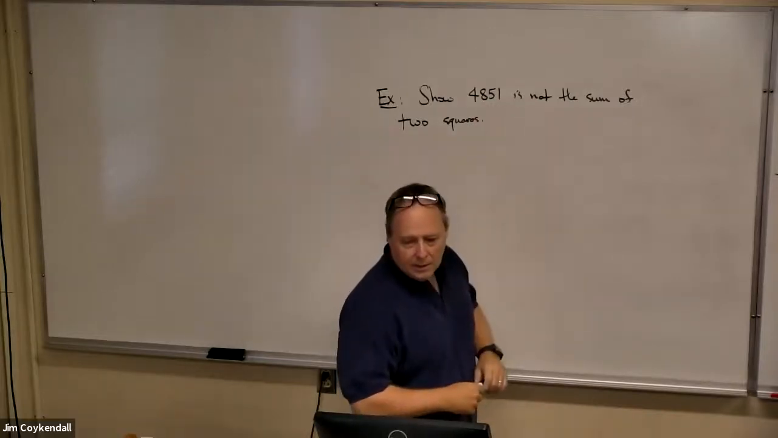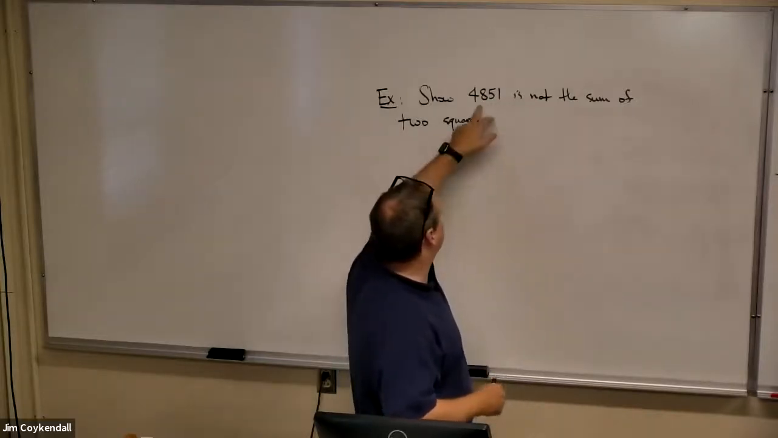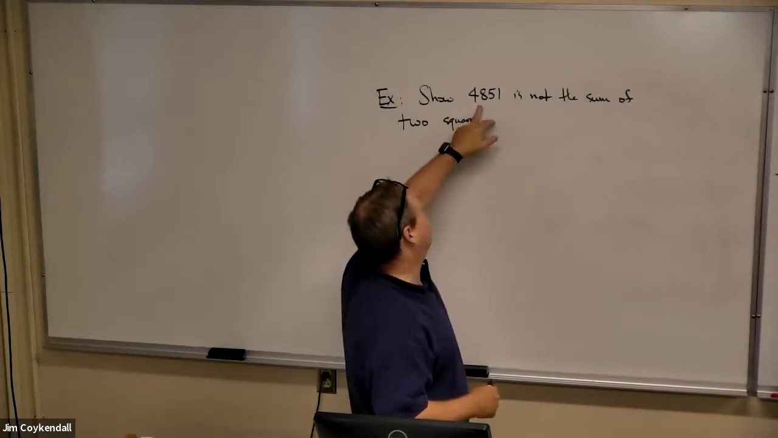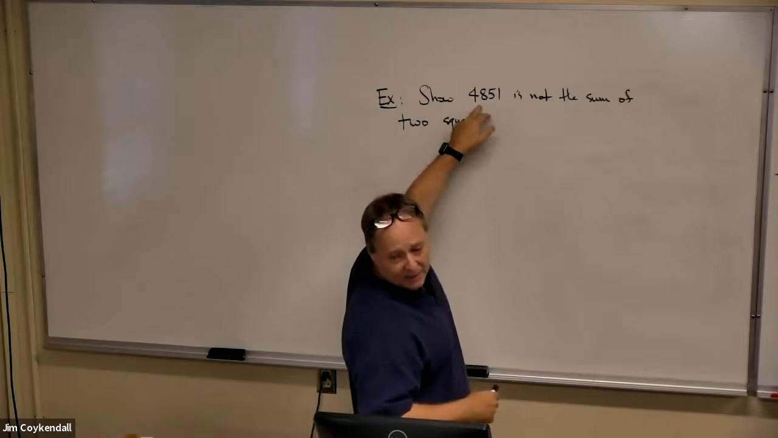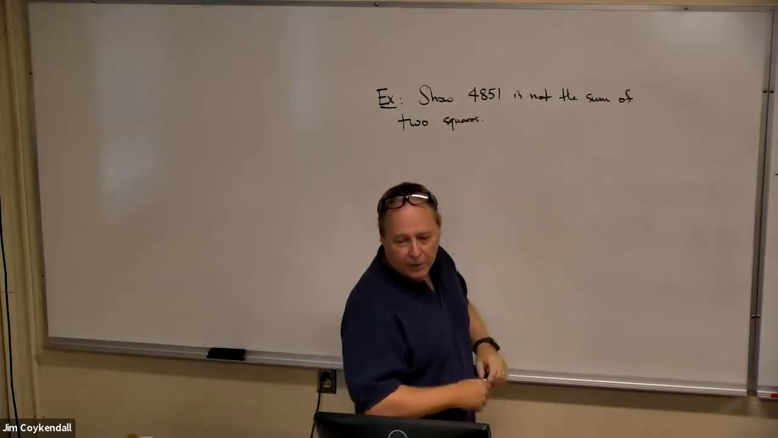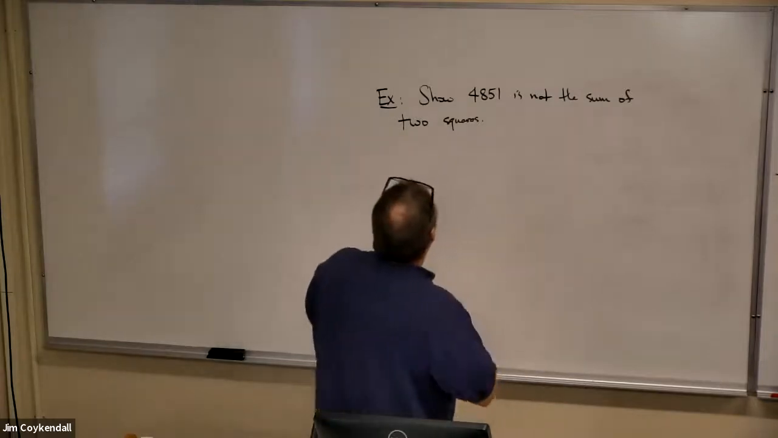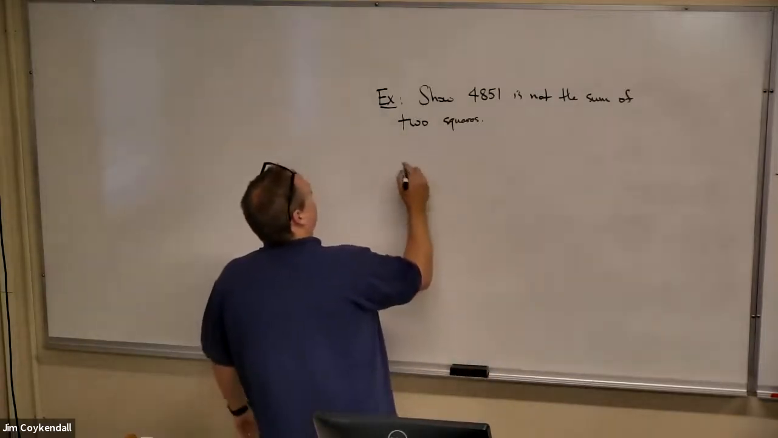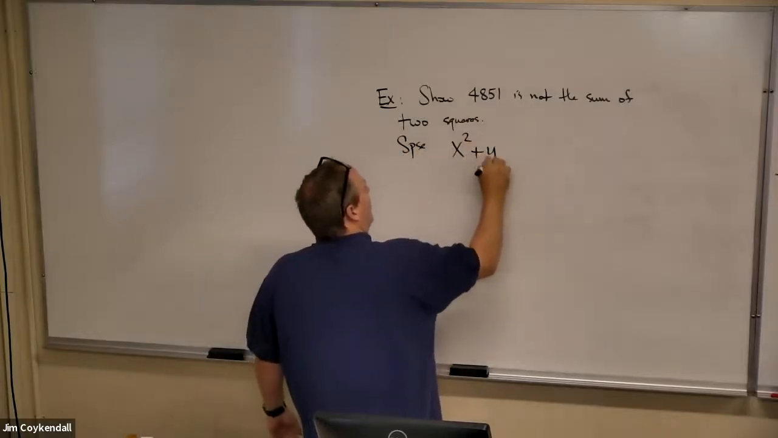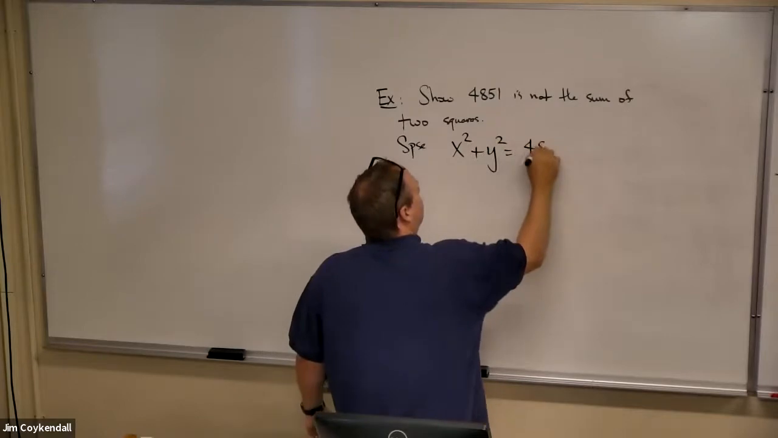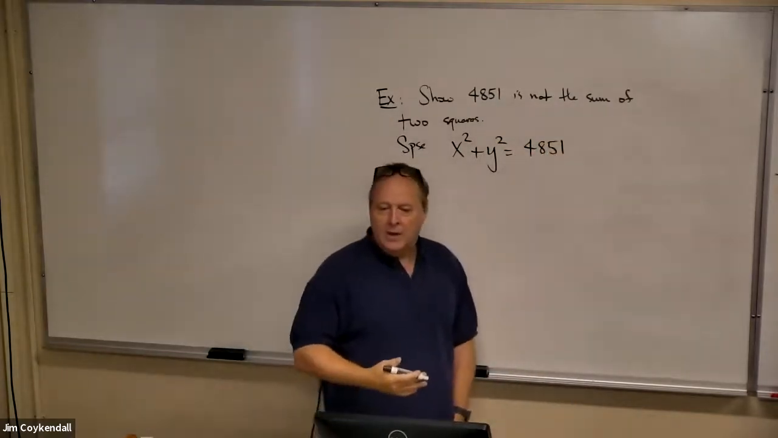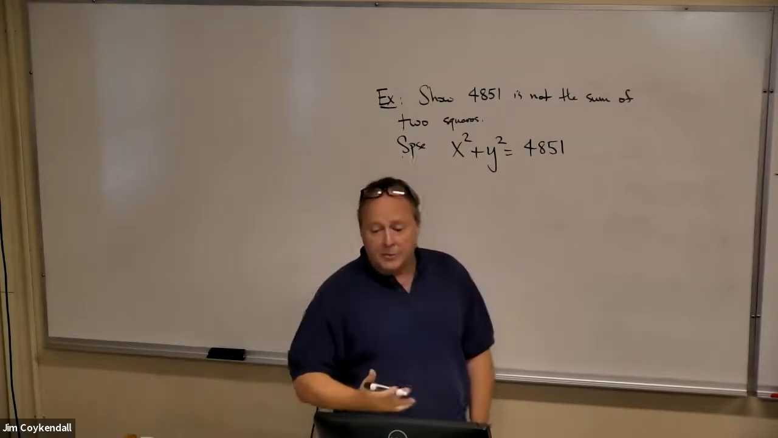How can you tell? I don't know about you all, but the square root of this thing is pushing 70. I don't want to go through and square a whole bunch of smaller numbers and try to exhaust them. Here's what you can do. Suppose x squared plus y squared is 4851. Suppose, just for giggles, that I can write this as a sum of 2 squares.